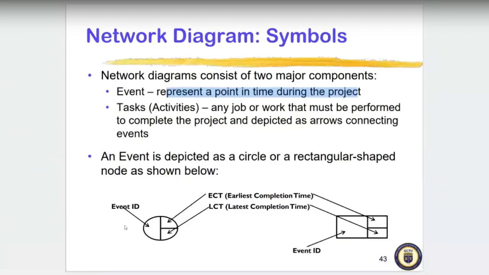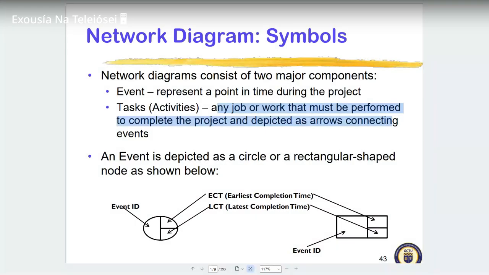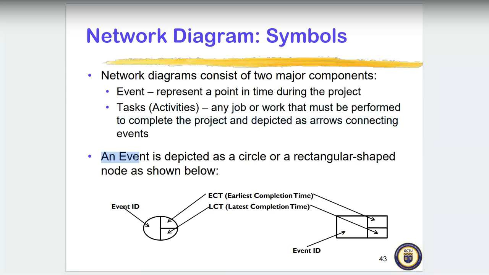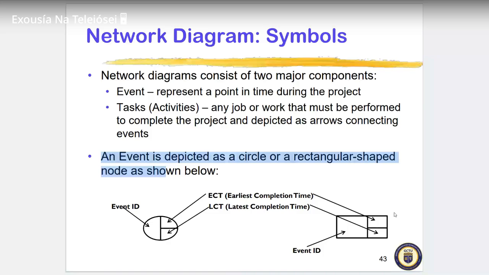This particular thing that we play, that is an event. Maybe event A. All right, and then a task. Okay, it is any job or work that must be performed to complete the project, depicted as arrows. So tasks are the arrows, events are the circles. An event is depicted as a circle or rectangular shaped node. So if we are using the activity diagram, event is the circle. If we are using the precedence diagram, event is the rectangle. Are you following?